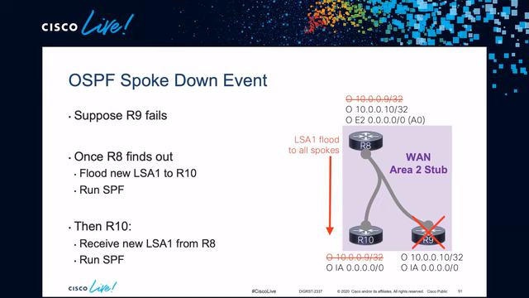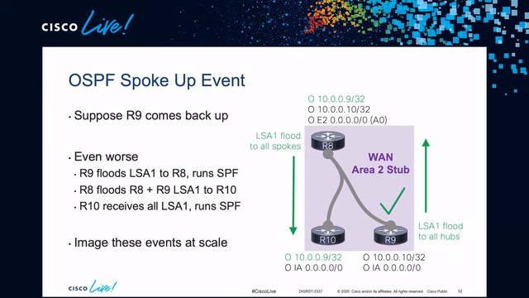If you have modern routers, maybe you don't care a whole lot about the SPF piece, but remember there is a lot of flooding over the WAN to communicate all this information. Now let's consider what happens when R9 comes back up. This is an even worse case from a flooding perspective than the previous one. Of course, R9 needs to run SPF as well because it was just added to the network.